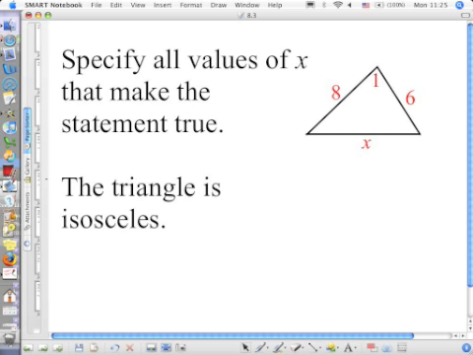What values of x make it an isosceles triangle? 8 or 6. X could be 8, it would be isosceles. X could be 6, it would be isosceles.